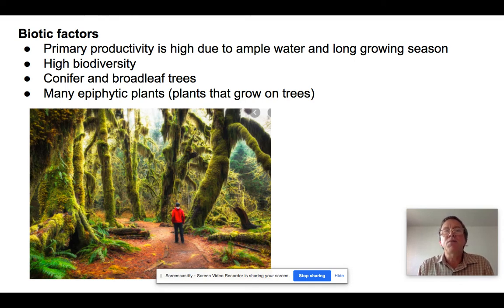They typically are composed of conifers and some broadleaf trees. But one thing that's kind of cool about them, which is true of other rainforests as well, is there are many what are known as epiphytic plants, plants that grow on other plants. Any available space gets filled with plants.